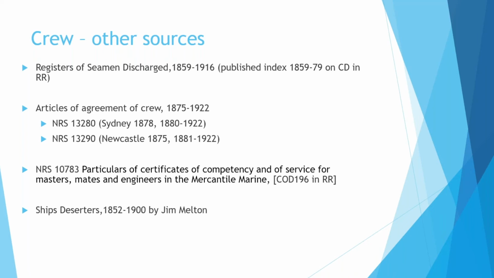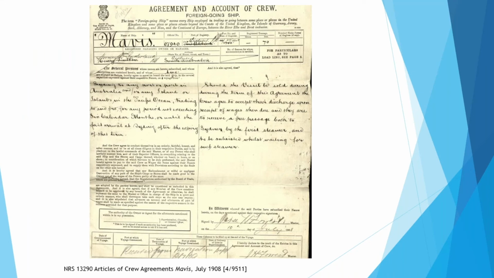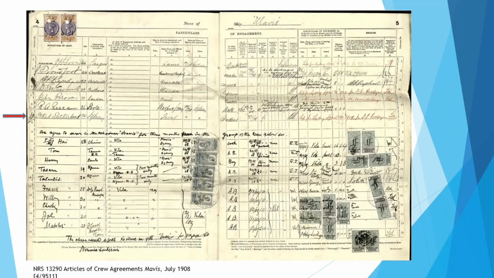So looking at an example of an agreement of crew, now these were, crew would sign an agreement to work on a particular voyage. So this is the crew agreement for the Mavis in 1908. So the front page details about the ship and what type of voyage it will be doing. So the Mavis will be trading to and fro to any port in Australia or any island in the Pacific Ocean. The next page will give you the details about the crew.